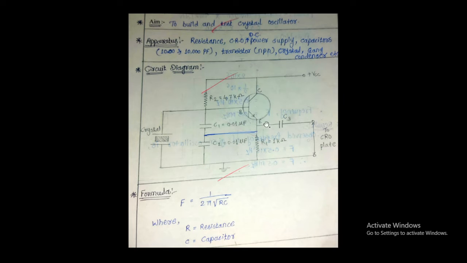Now remaining is the emitter terminal. To this emitter terminal, the resistance RE is connected. It is near about 1 kilo ohm, and this capacitor CE is connected across the emitter terminal. Across this capacitor CE and the ground, we can connect the CRO probe. One terminal of the crystal, the base through R2, and the collector are all connected to the plus terminal of the DC battery, and the ground is connected to the minus or negative terminal of the DC supply. Here we need a DC supply.